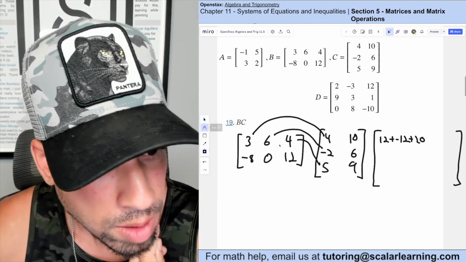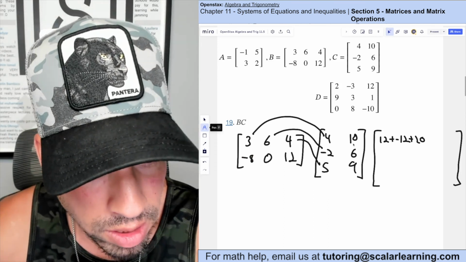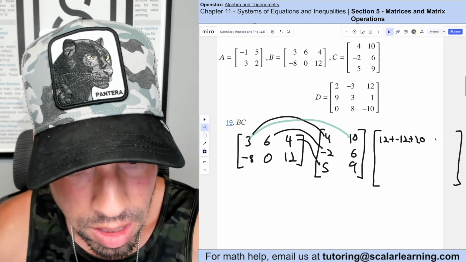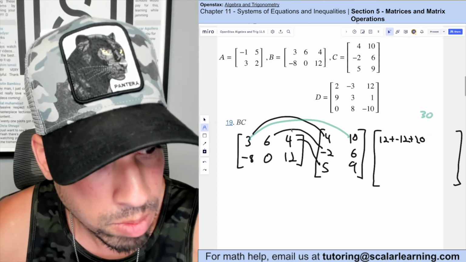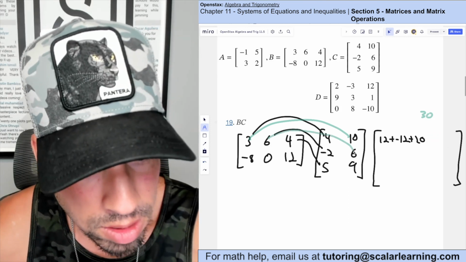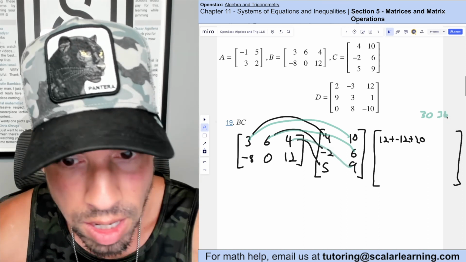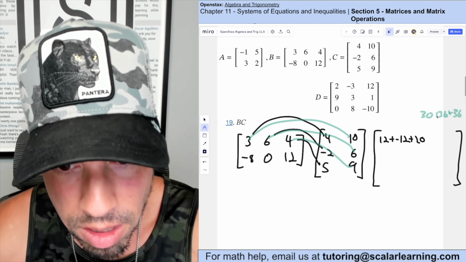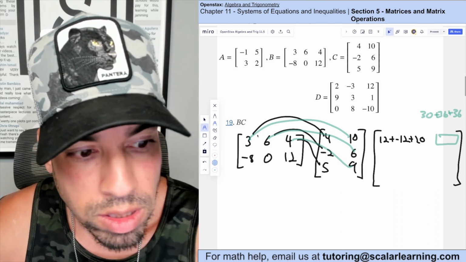All right, now I'm going to use a different color just so you can see it a little bit better. Now we're going to go across again, but down the second column. So now we go 3 times 10, which is 30. Let's write it up here. It's going to go in this spot, but we're going to write it up there. And then 6 times 6, which is 36. And then 4 times 9, which is, again, 36. And these are all going to be added up. And again, like I said, that's going to go here. We'll put that in later. Okay, now we're done with that row.